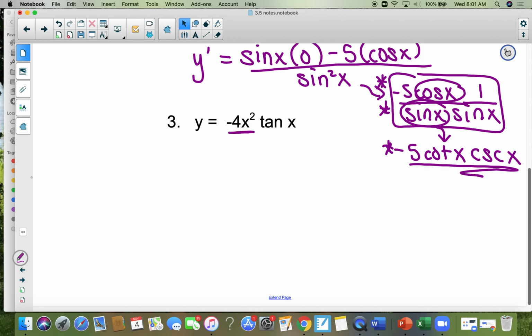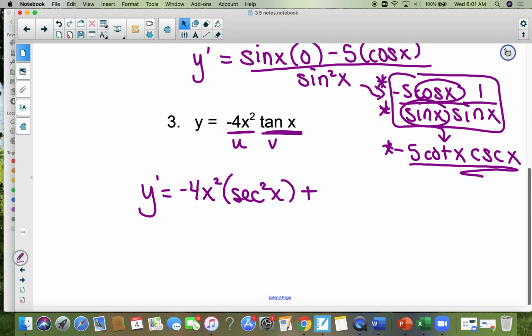Okay, the next one, I'm going to use the product rule. This is the u and this is the v. Y prime equals a negative 4x squared times the derivative of tangent, which is secant squared x, plus tangent of x times the derivative of that, which is a negative 8x. You can just leave it like that.